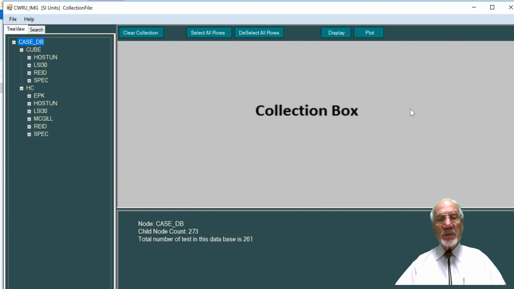and then you get to the heart and soul of the program. You've got three frames in here: the tree view, the collection box, and the information box. In the information box, you see already 273 tests. Child node count 273. Total number of tests in this database is 261. Well, you can have this whole list in the manual, but for the time being, let us look at some of the capabilities we have here.